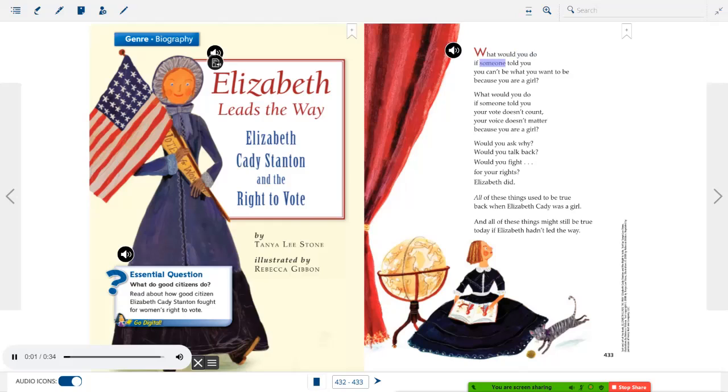What would you do if someone told you you can't be what you want to be because you are a girl? What would you do if someone told you your vote doesn't count, your voice doesn't matter, because you are a girl? Would you ask why? Would you talk back? Would you fight for your rights? Elizabeth did. All of these things used to be true back when Elizabeth Cady was a girl. And all of these things might still be true today if Elizabeth hadn't led the way.